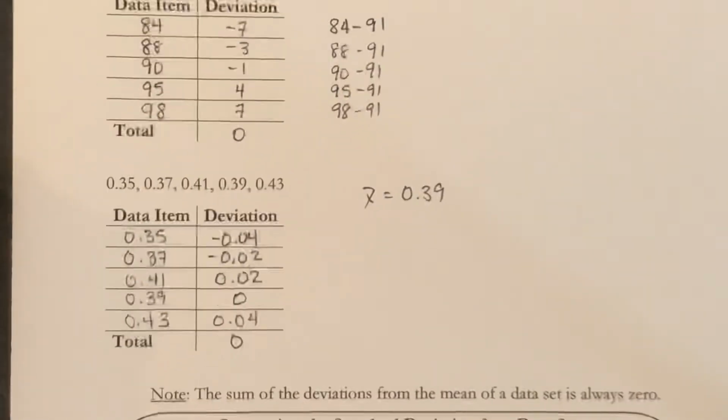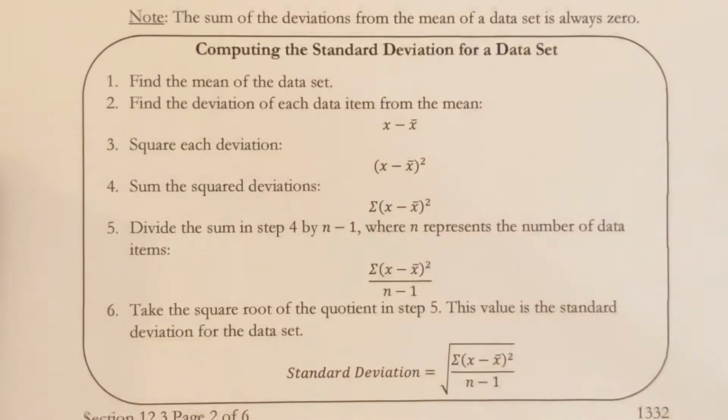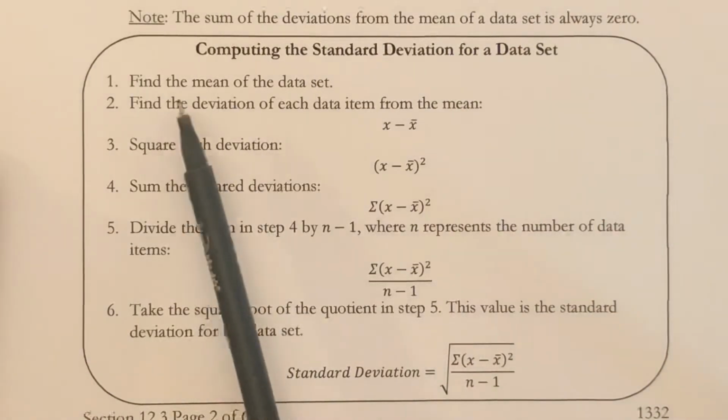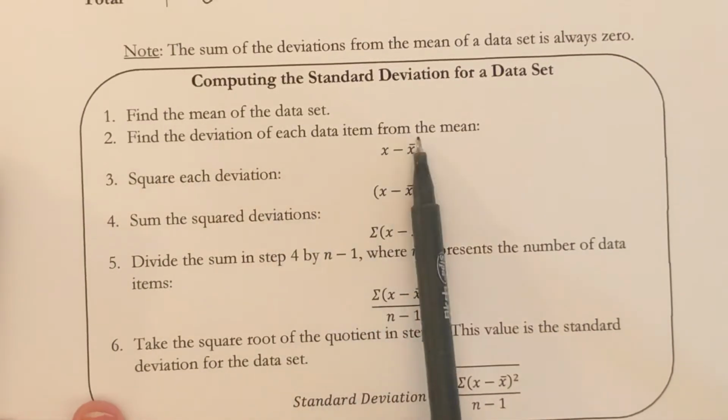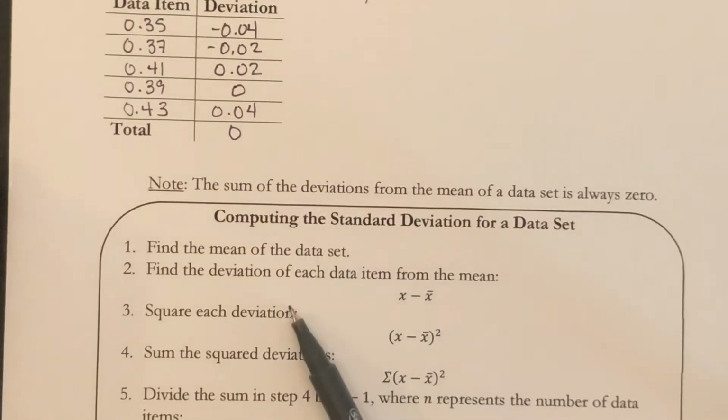Okay, so now we just need to put all this together so that we can calculate a standard deviation. And here are our steps. The first thing we have to do is to find the mean of the data set. We just did that right here, so it's that step. And then we're going to find the deviation of each data set from the mean. That's what we've just done here. So we've done the first 2 steps.